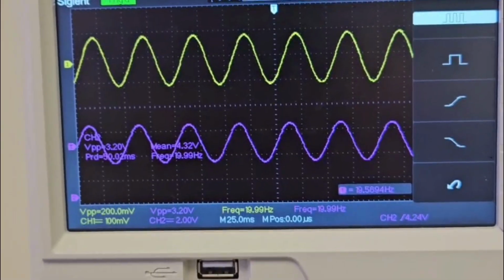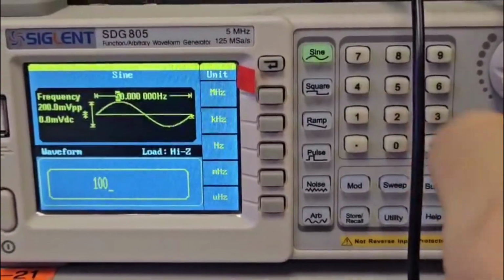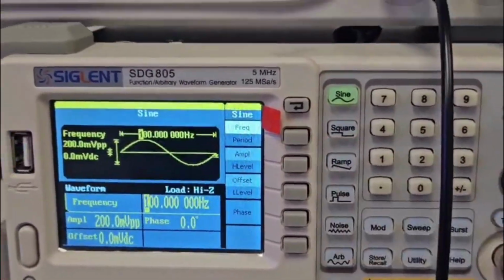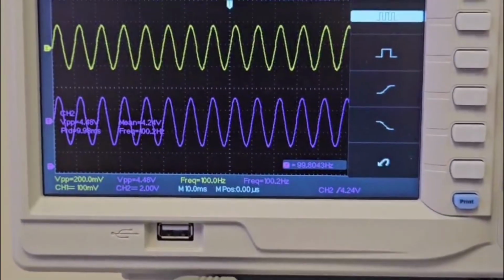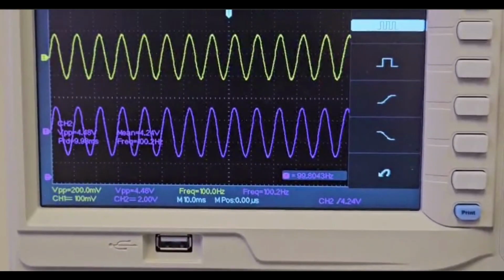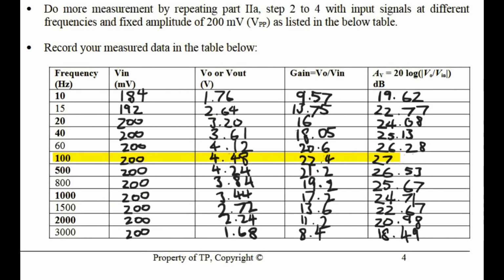Then I will change the frequency to 100 Hz. And now my V out changes to 4.48 volts. This gives us a gain of 22.4, which is very close to the calculated 23 gain. And the AV here is 27. And in the table below, it shows other frequency recorded so that I can plot the graph.